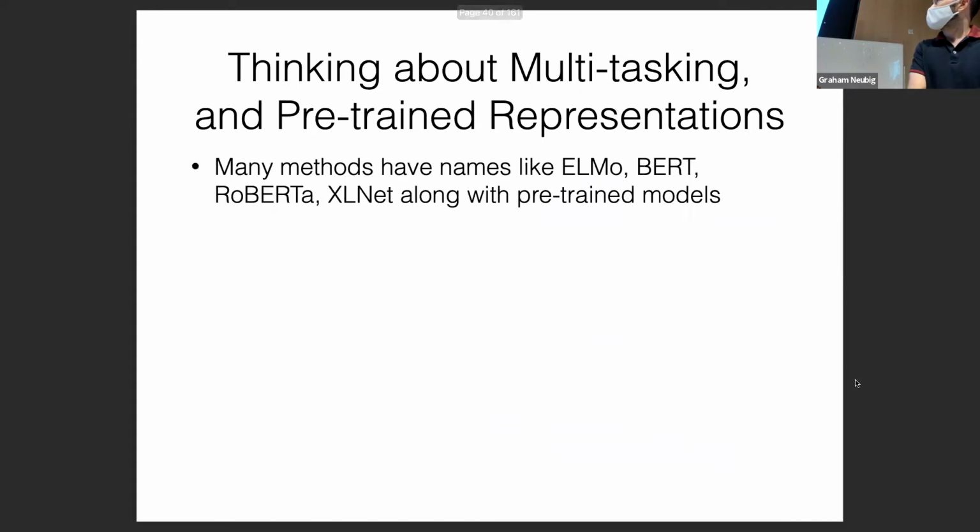So next, I'm going to go through some concrete methods, but before I do, I'm going to explain why I explain the methods the way I do. Basically, recently, pre-training is kind of like a brand, people create pre-trained models as essentially brands. And there's many methods with names like ELMo, BERT, RoBERTa, XLNet. I'm sure you've heard of at least some of these.